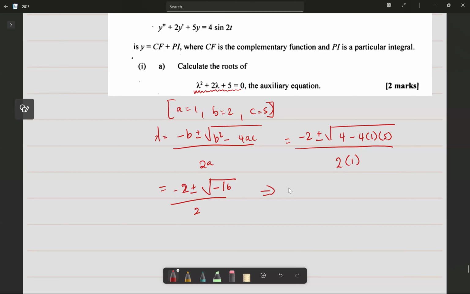So then this gives us negative 1 plus or minus 2i, because the square root of negative 16 would be 4i, and then dividing that by 2 we get 2i. So that's the roots. Lambda equals negative 1 plus 2i or negative 1 minus 2i. That's why it's 2 marks. I assumed it would be a harder quadratic if it had imaginary numbers.